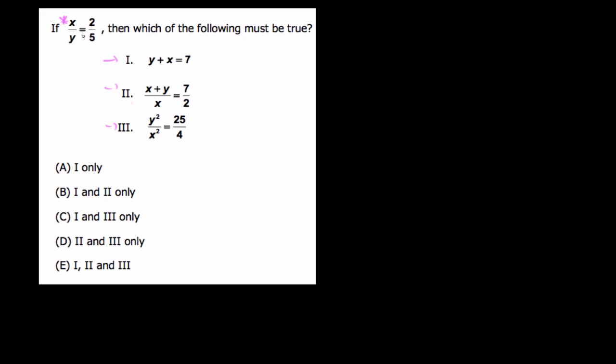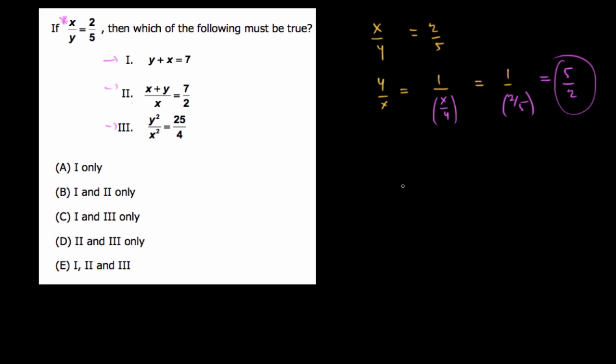Alright, before I begin to do anything, let me just write this down again here. What we have is x divided by y equals 2/5. Now note, if x/y equals 2/5, then that simply implies that y/x, which is the same thing as 1 divided by x/y, is 1 divided by 2/5, and that is just going to give you 5/2. So if x/y equals 2/5, then y/x is going to give you 5/2.